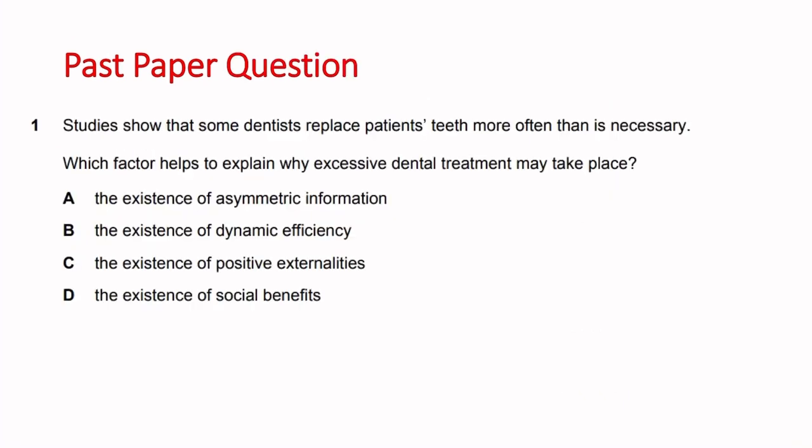Now let's get into our next past paper question. Studies show that some dentists replace patients' teeth more often than necessary. Which factor helps to explain why excessive dental treatment may take place? Is it A, the existence of asymmetric information, B, the existence of dynamic efficiency, C, the existence of positive externalities, or D, the existence of social benefits? I'm going to give you guys another minute to answer this question.